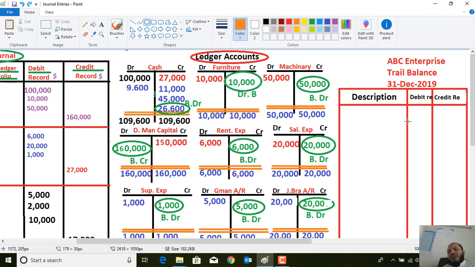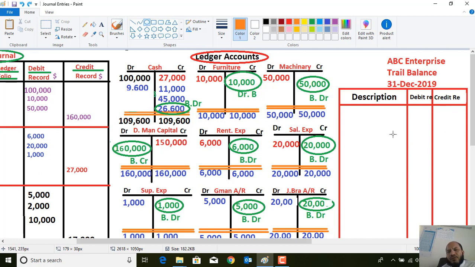Different people will have their own formats while preparing the trial balance. So let's use a very formal format. Here I have drawn 3 columns. The first column is for the description of accounts, the second column is for the debit record of the accounts, and the third column is for the credit record of the accounts.